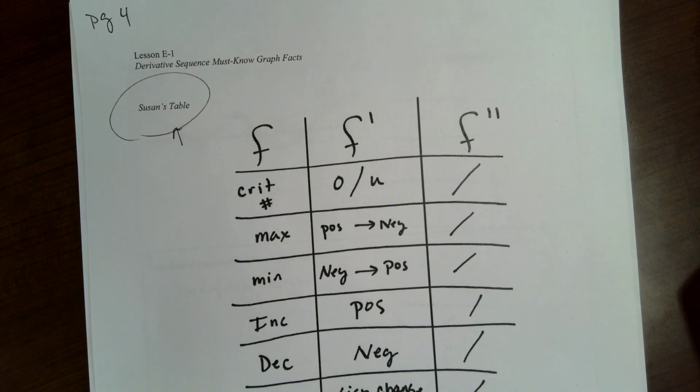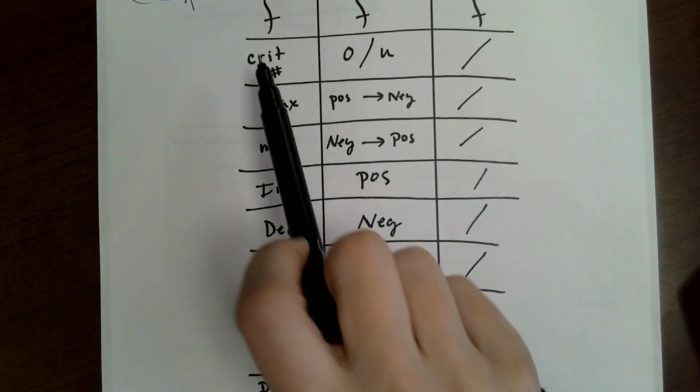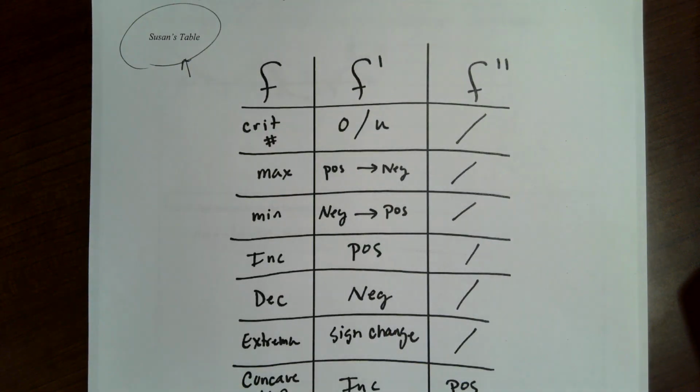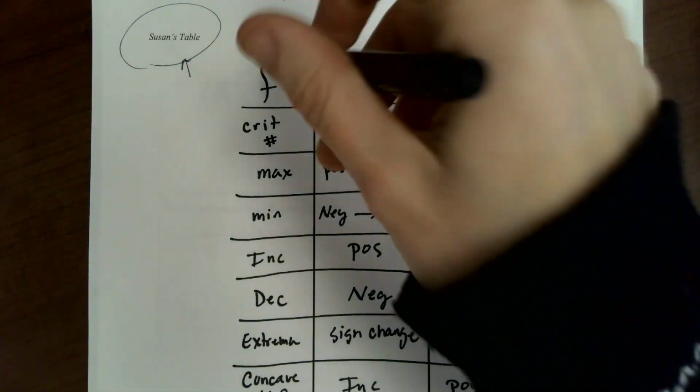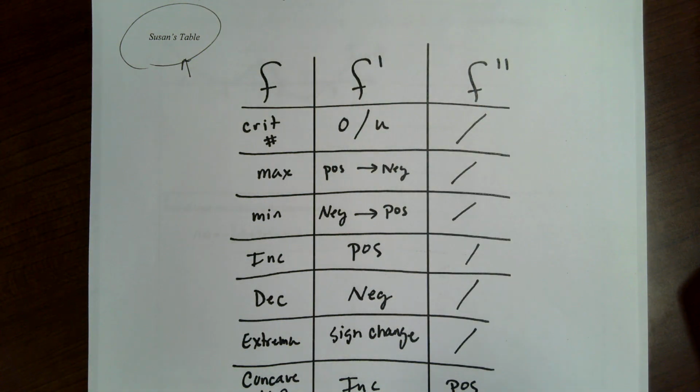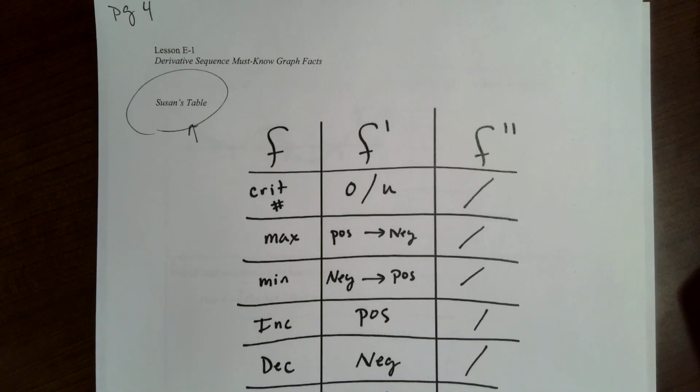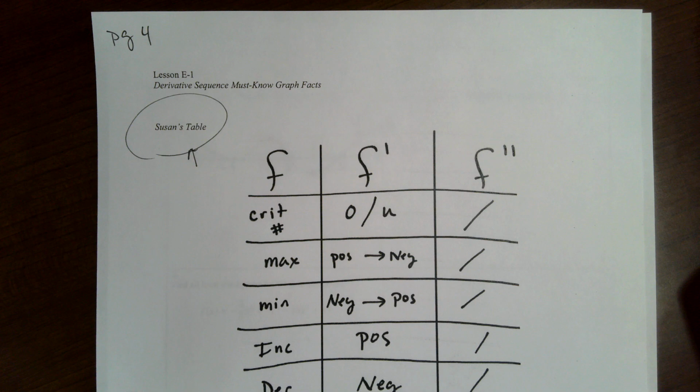It's named after a woman who showed it to me, and I've added to it over the years, but it's been very useful. So this is all about a derivative sequence and how the graphs of each part of the derivative sequence relate to each other. And it's not intuitive. It's hard to just visually see the patterns, but if you think about the derivatives and what they mean, it helps a lot. So you want to be visualizing all the time.